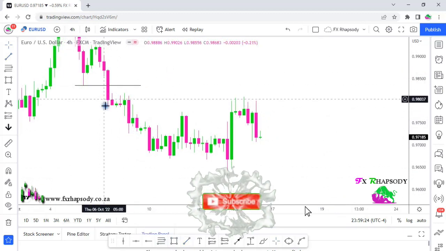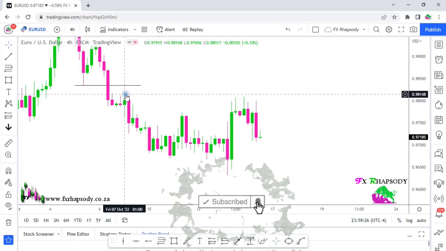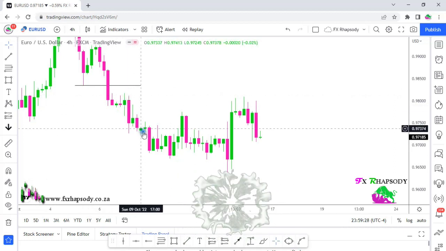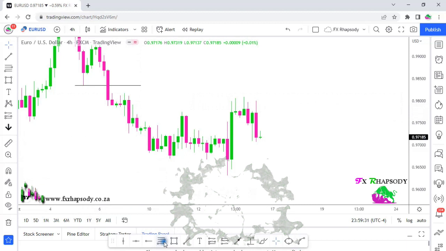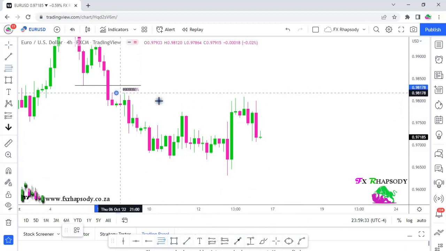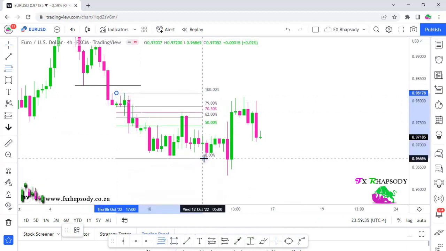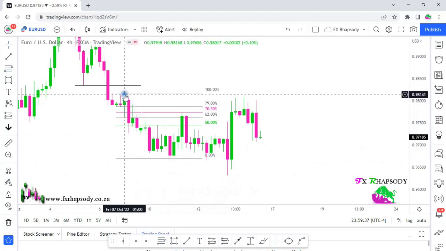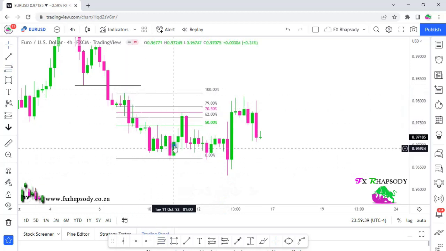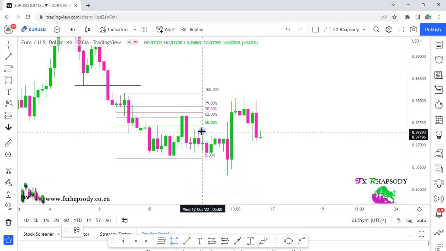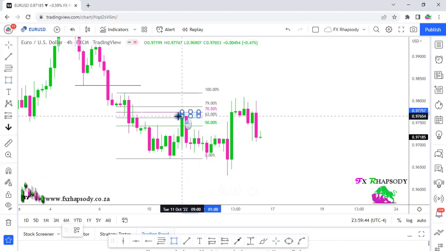So then price consolidated in this area. Then it formed a low. Okay, price going down, coming back up again. So let's take that high and let's take that swing low over here. Okay, swing high, swing low, price retracing to the 62% area. Okay, not a big sell opportunity.